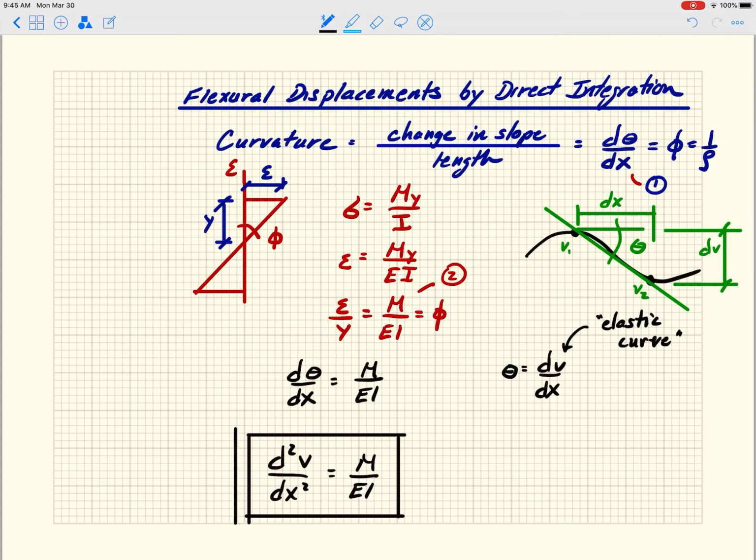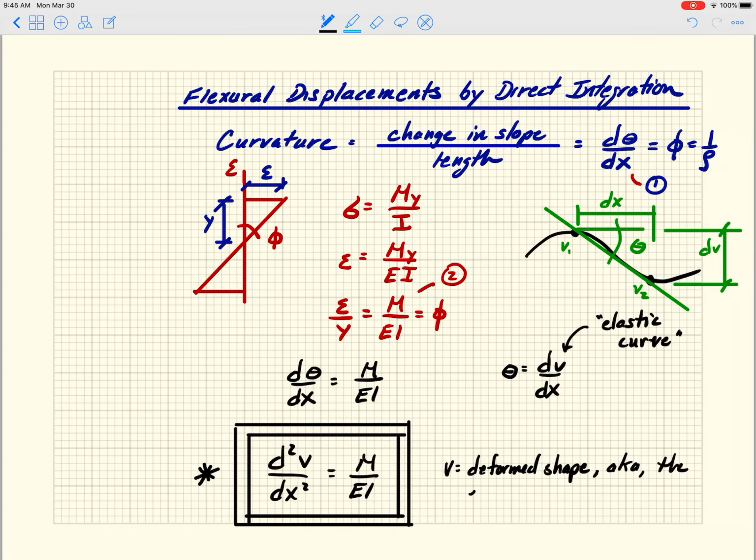So I'm going to box this a couple times. And where V equals the deformed shape, also known as the elastic curve.